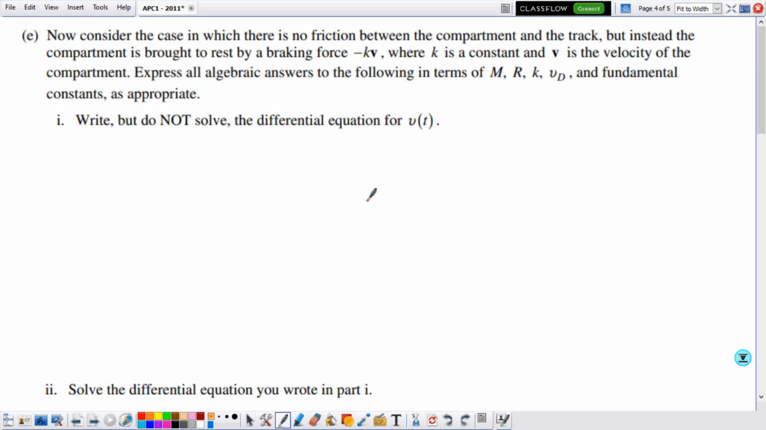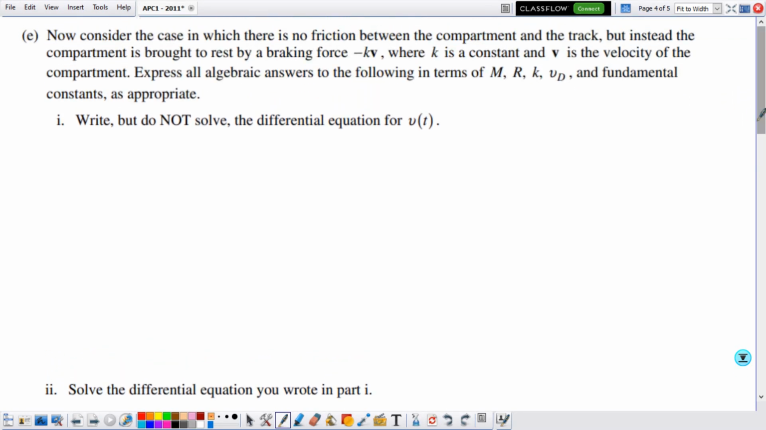They're telling you in part E, now consider the case in which there is no friction between the compartment and the track, so we're going to switch friction off, but instead the compartment is brought to rest by a braking force given by minus kv, where k is a constant and v is the velocity of the compartment. So here they have modeled a new force, in analogy with the force we have stated previously, which is basically due to air resistance exerted by a fluid. Express all algebraic answers in terms of m, R, k, vD, and fundamental constants as appropriate. So whenever we derive an expression, we need to double check that it's expressed in terms of these. But do not solve the differential equation for v.